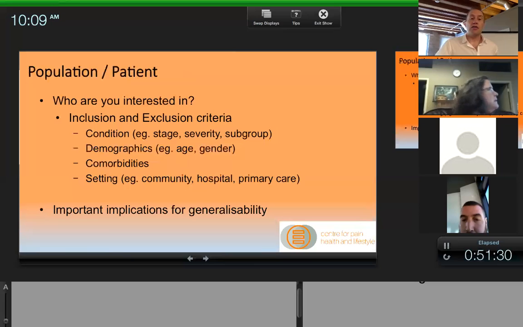And again, as I said, all these decisions you make when you're setting up your question have implications for the generalizability of what gets spat out at the end of your study. Okay.